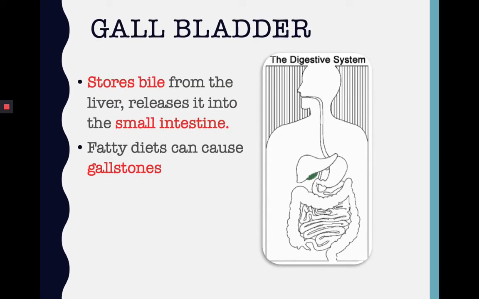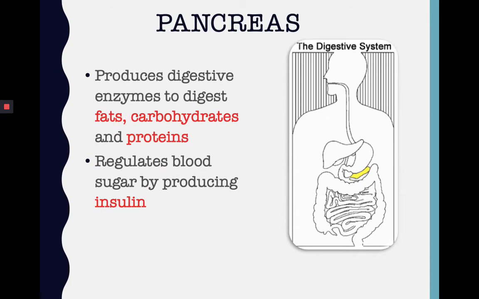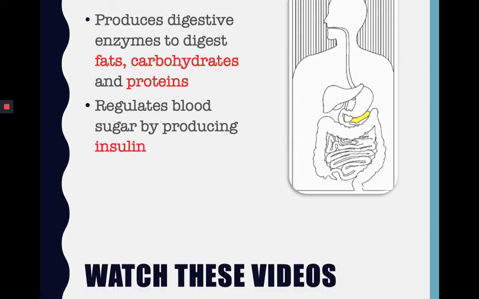The gallbladder stores bile from the liver and releases it into the small intestine. Fatty diets can cause gallstones. The pancreas produces digestive enzymes to digest fat, carbohydrates, and proteins. It also regulates blood sugar by producing insulin and glucagon.